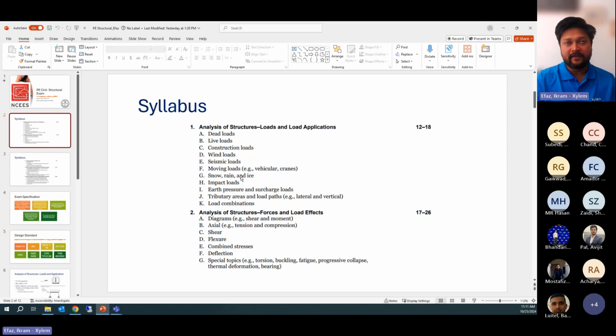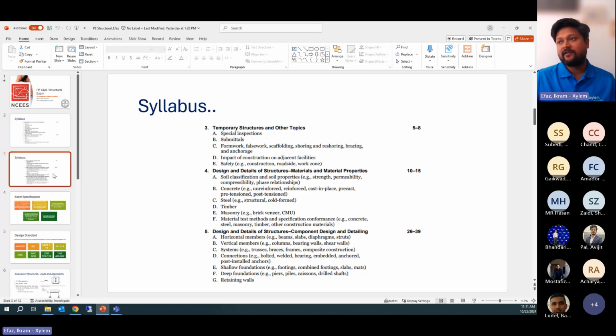You'll find a beam with a couple of loads, and they will ask for the maximum deflection or the deflection at a point. So your basics have to be very, very clear about statics and structural analysis. There are some special topics like torsion, buckling, and thermal deformation. These are pretty much everything that this section provides, and you will get around 17 to 26 questions from this. So this is also a pretty important section.